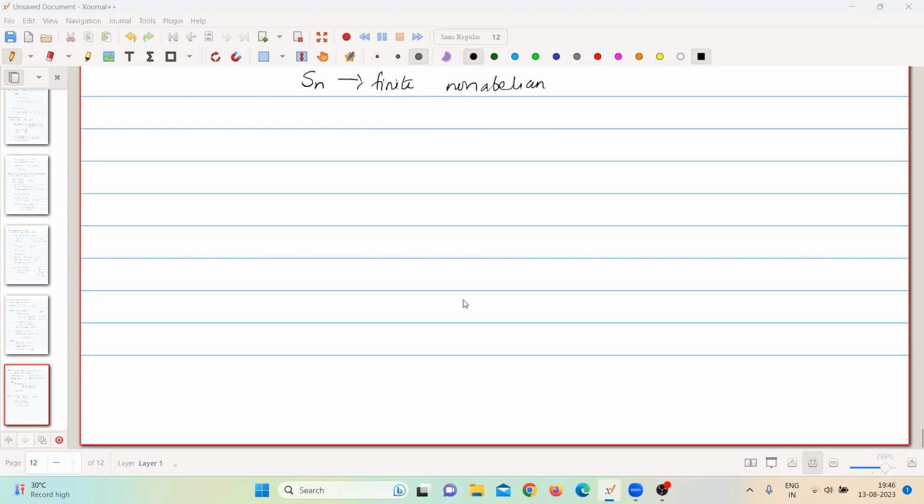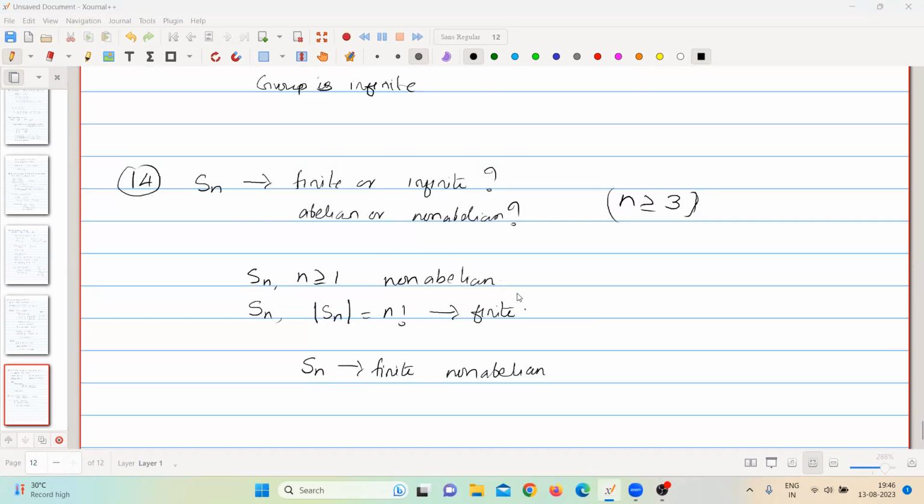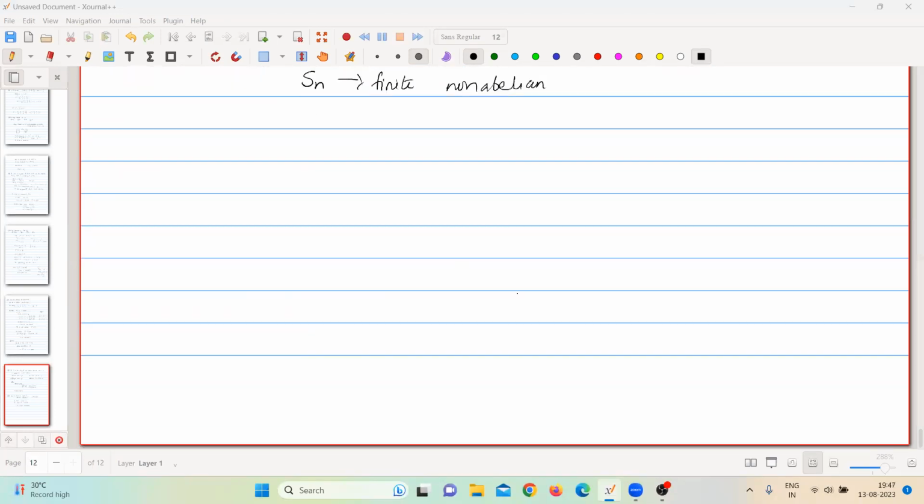Okay, let us move to the next problem. Find the generators of Z6 under addition modulo 6. What is Z6? What are all the elements in Z6?